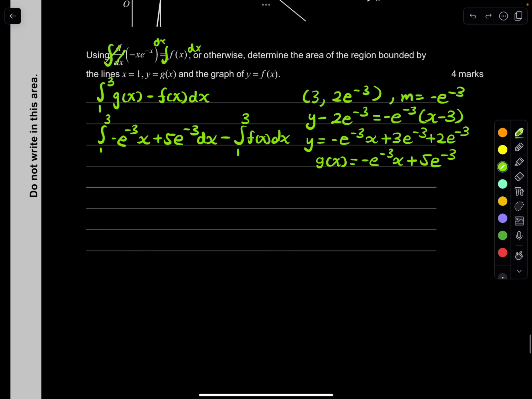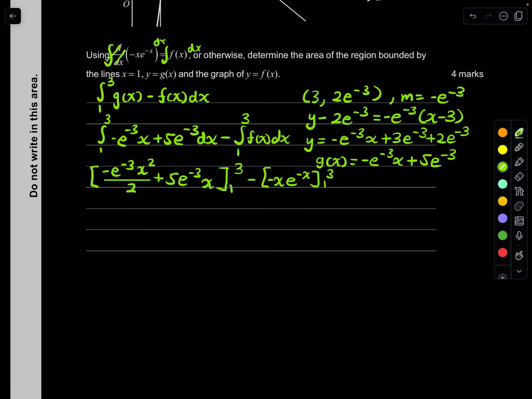So this is great. I'm now going to integrate this first, which is basically negative e negative 3. Remember, this is a constant. We have x here, so it'll be x squared divided by 2. Plus, this is a constant, so it'll be 5e negative 3x from 1 to 3, minus square brackets. Now we know the integral of f of x is this here, negative x e negative x from 1 to 3. And this is our goal. Now we just simplify this.